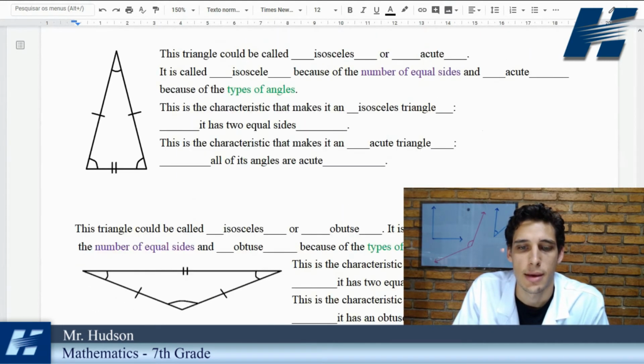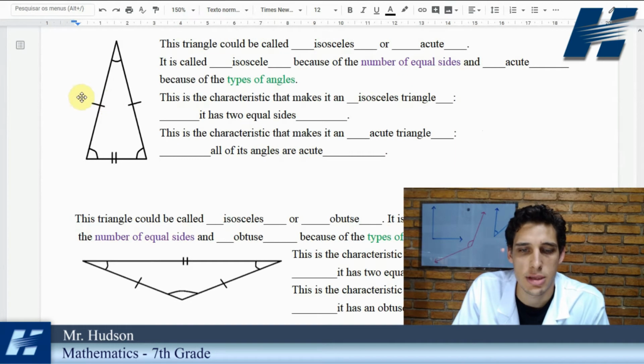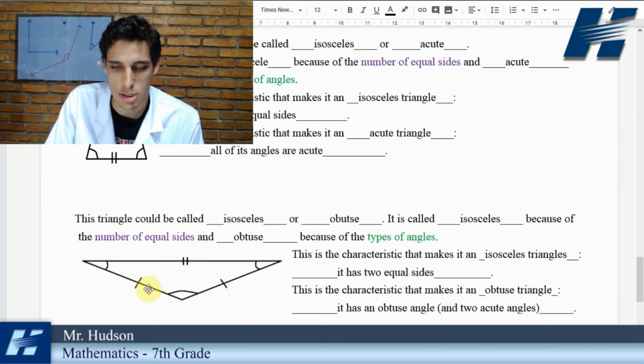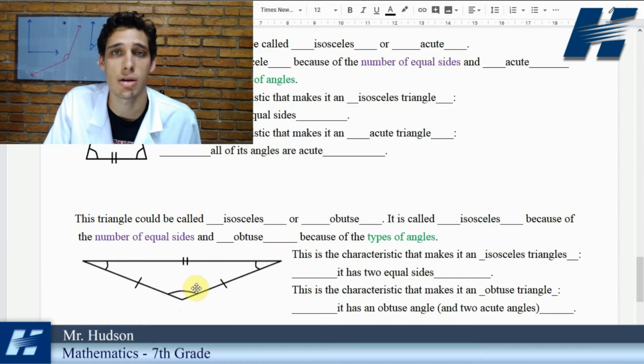Last two. This one, this side is equal to this. This one's different. So two equal sides, isosceles. And then this is acute, this is acute, this is acute. Three acute angles, acute triangle. So isosceles and acute. And this last one, this side is equal to this one, and this one's different. And so that is isosceles. And this one is an obtuse angle. So the triangle is an obtuse triangle. So this is an isosceles triangle and obtuse triangle.